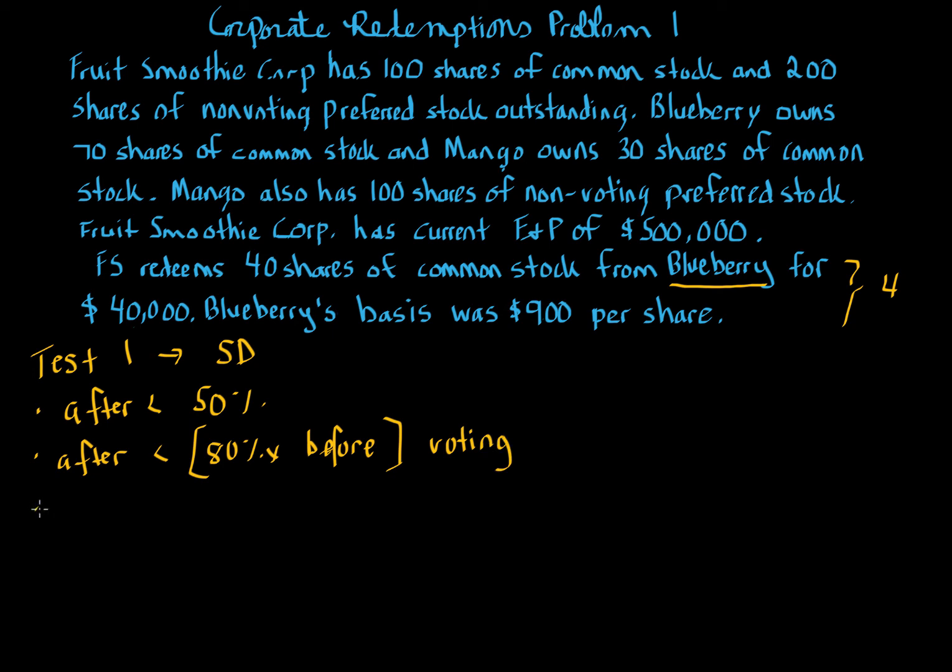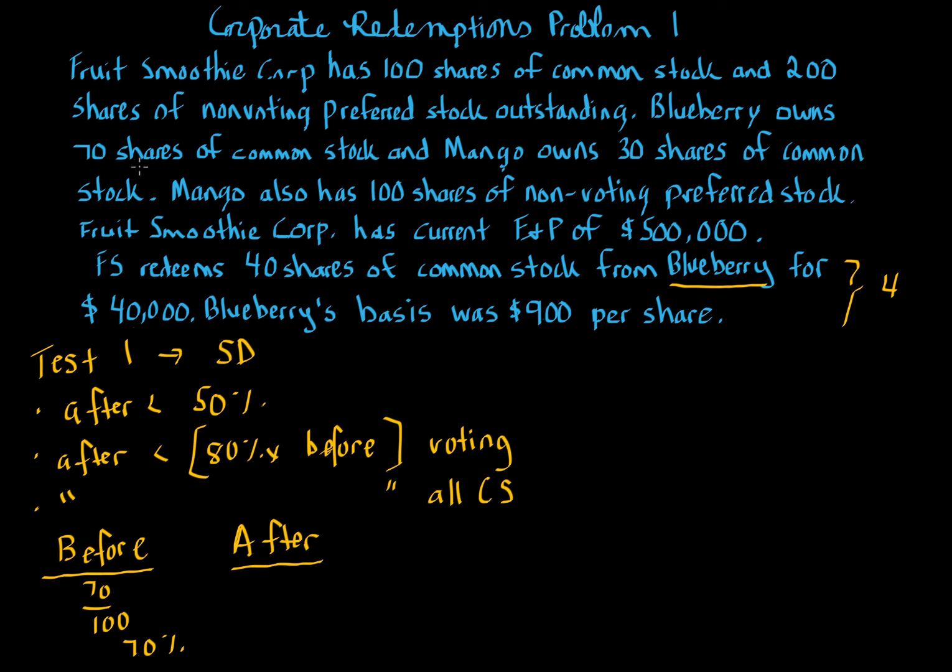And also, the after percentage is less than 80% of the before percentage for all classes of common stock. So we go ahead and calculate the before percentage. So we have 70 shares out of 100 outstanding. That's 70% before. The after percentage is going to be the 70 shares minus 40 redeemed.